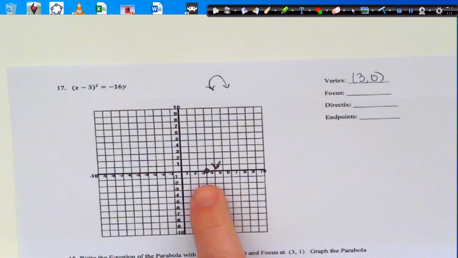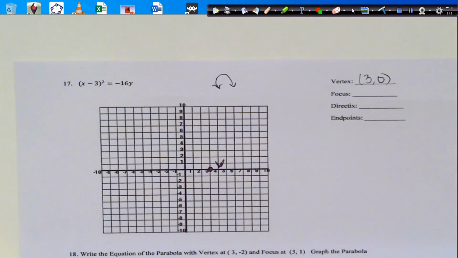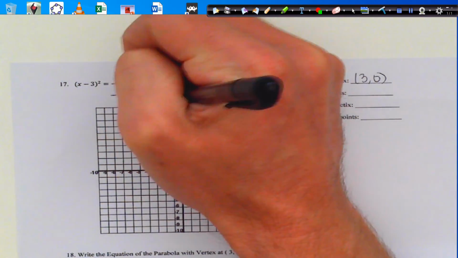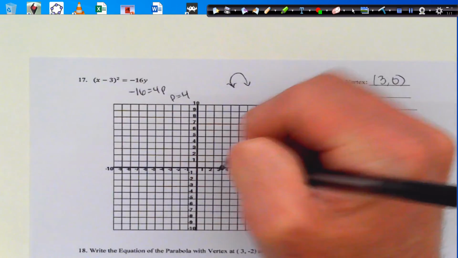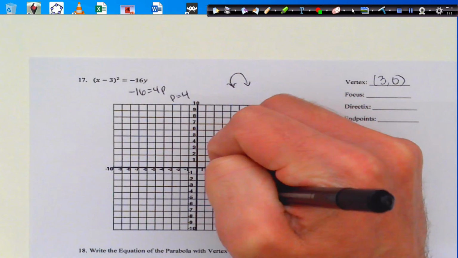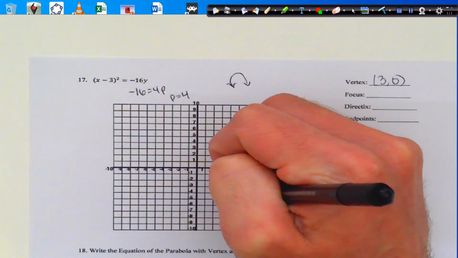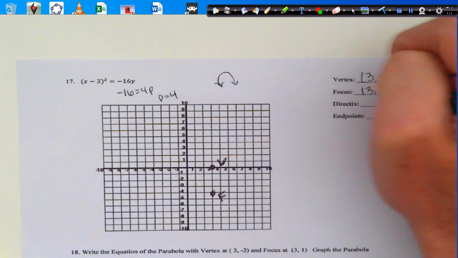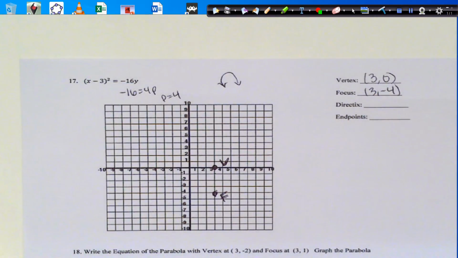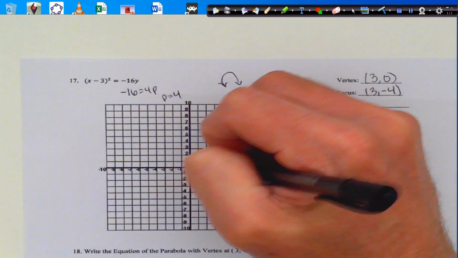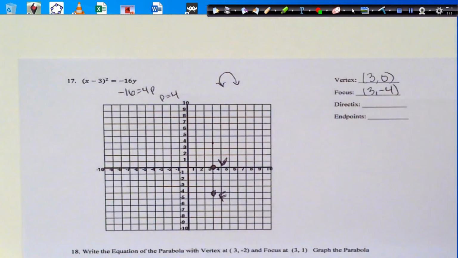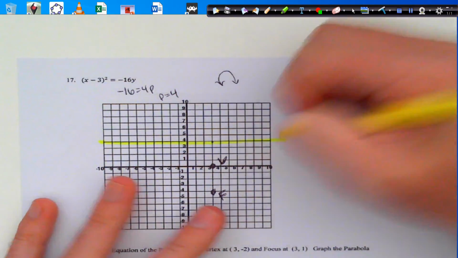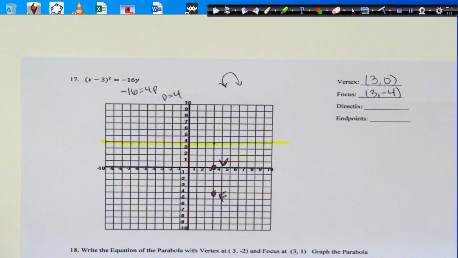3, 0. Boom. Focus. Okay. Distance p. So 16 is equal to 4p, which means p equals 4. So we're going to go down 1, 2, 3, 4 units. There's my focus. Okay, so that focus is at 3, -4. The directrix is for the opposite. 1, 2, 3, 4. So it's a line that's going through this one. And we had x equals last time. This time it's a y equals because it's hitting the y at 4.